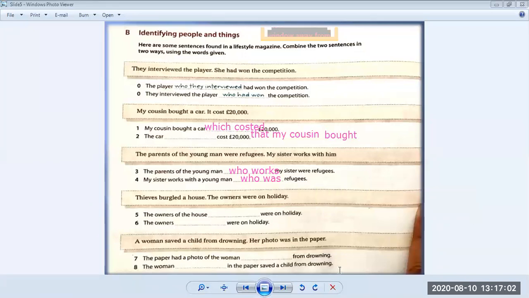So now, over here. The thieves burgled the house. The owners were on holiday. The owners of the house were on holiday. Or owners, you're going to fill here, were on holiday. So, in 5, 6, 7, 8, you're going to do that as a self-assignment. Okay? So we need to move on to the next exercise.